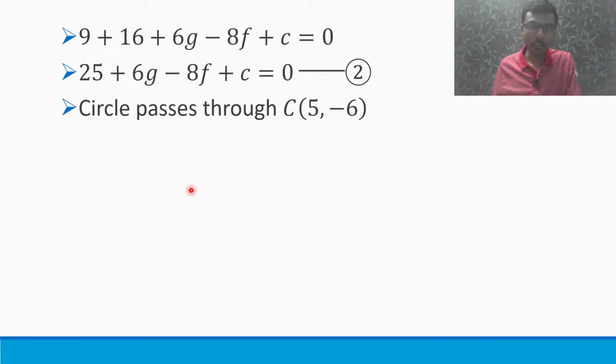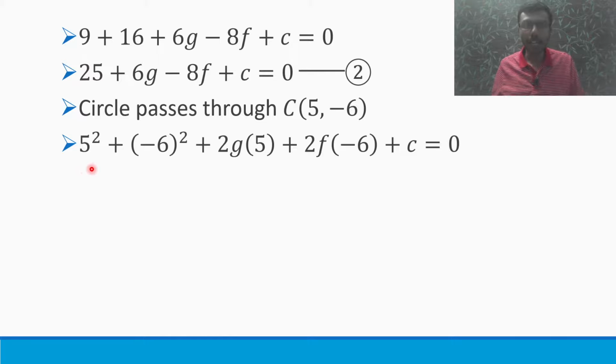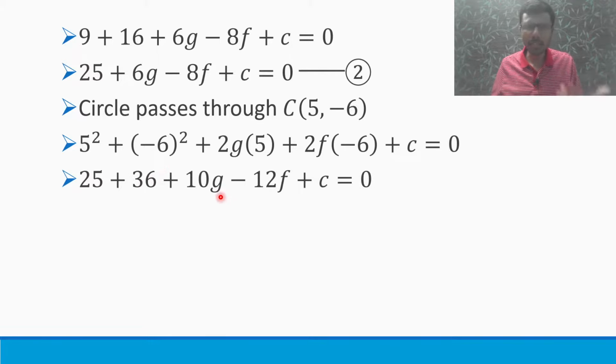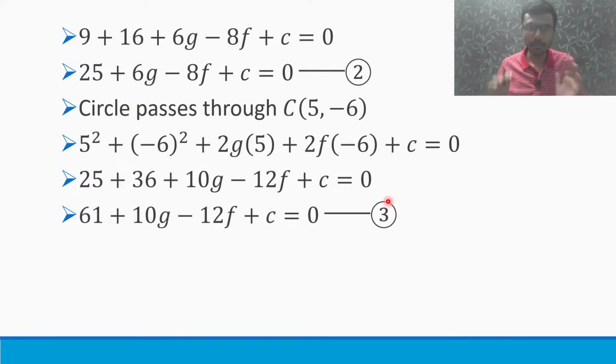Now the circle also passes through C (5, -6). So again, in the basic equation which I showed you, please substitute x and y as 5 and -6. This is what you would get: 25 plus 36 plus 10g minus 12f plus c equals 0. Solve it, you will get this. Mark this as equation 3. Now I got the three equations.